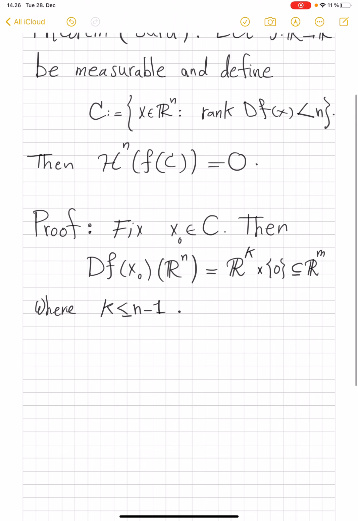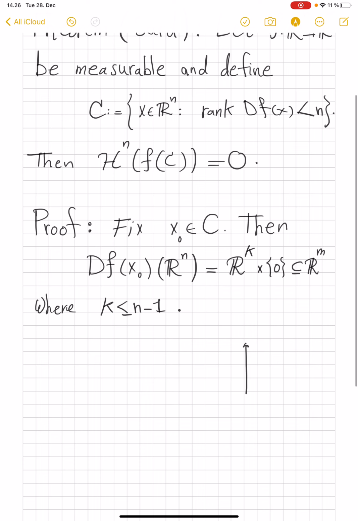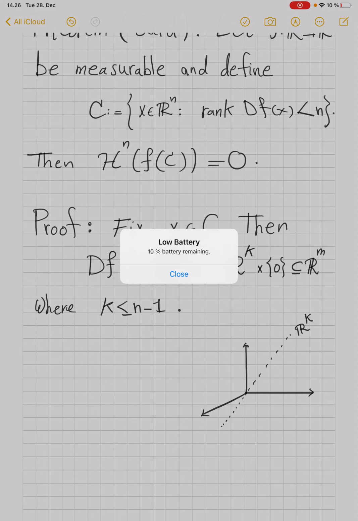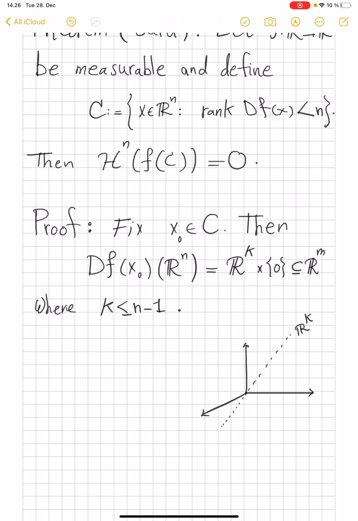So let me draw a picture of this. You had Rm, and your derivative at x0 takes all, the image of that linear map is some subspace with dimension less than n, sitting in Rm. Again, after rotation, you can assume that this is just some flat horizontal part of it.